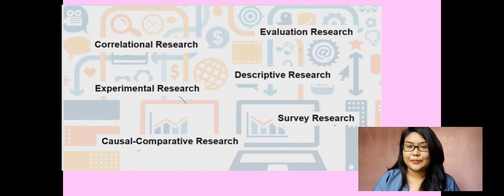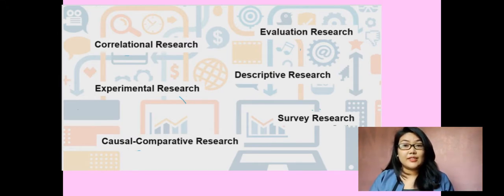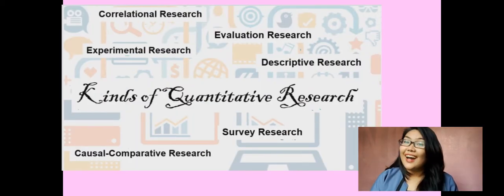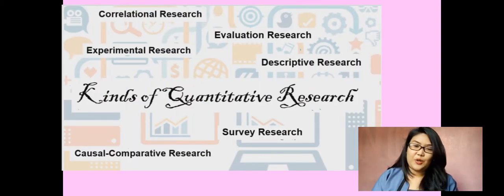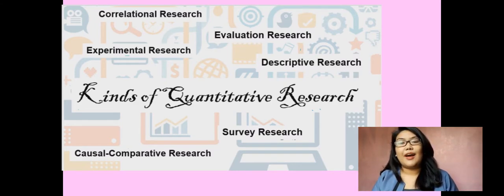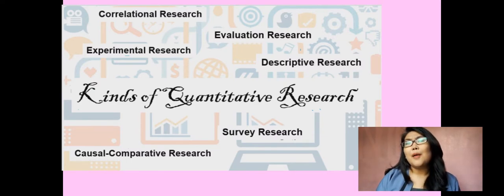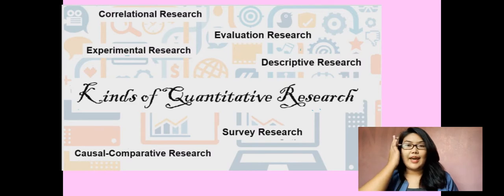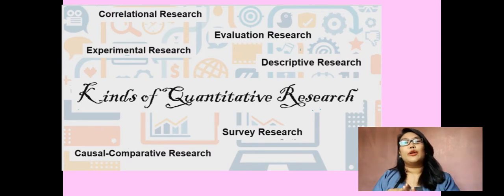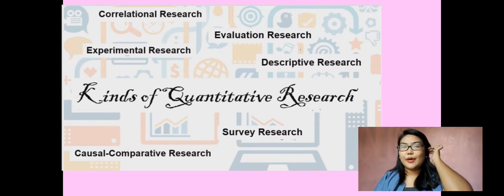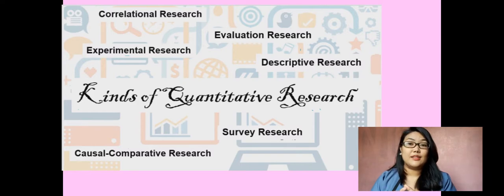Okay, there you go. So these things are, you're right, kinds of research: correlational, experimental, evaluation research, descriptive research, causal, survey research. Perhaps you have heard them in your previous lessons, or perhaps you have encountered this in real life. You were asked with a paper, with a written survey. So those are types of quantitative research.